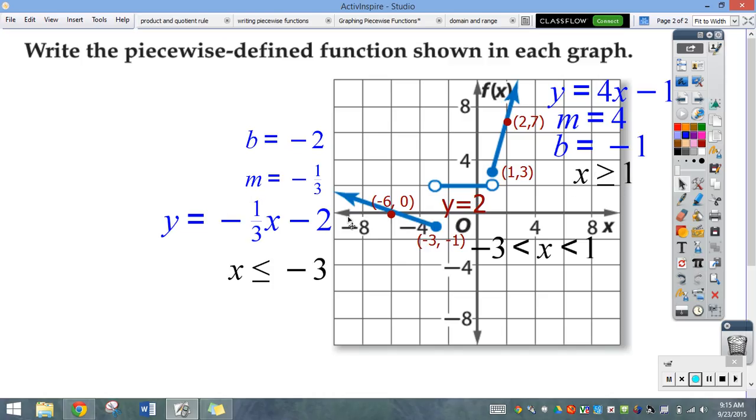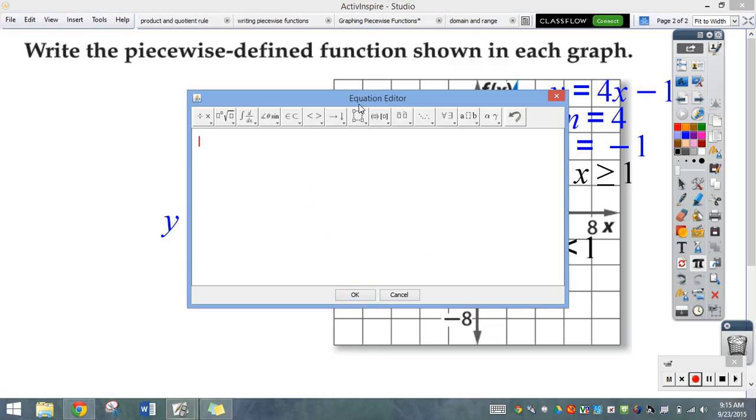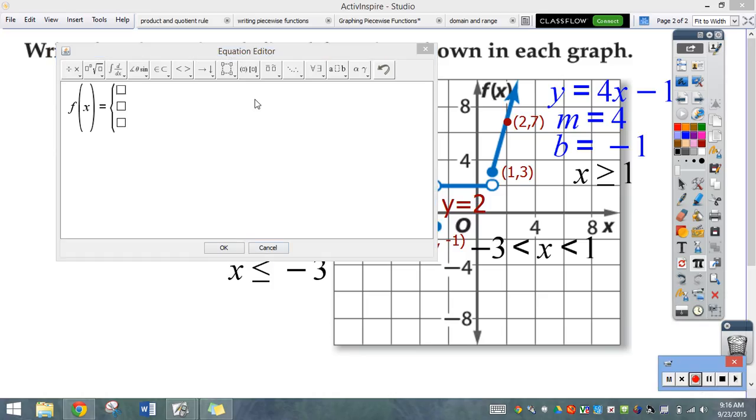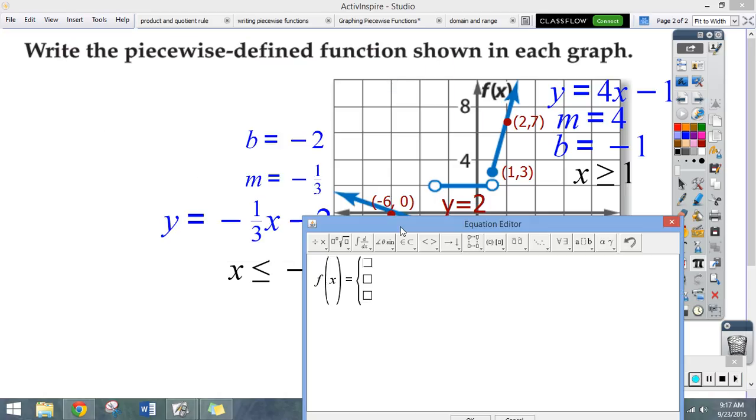So now I have my equations of each piece, and I have my domain for each piece. So I have everything I need to make my piecewise function. And so when I put it together, I use function notation, f of x, and then I need my brace. And then I would put each equation and domain into the 3 levels. And I always do left to right. You may see it written differently, but that's how I always write my piecewise functions.